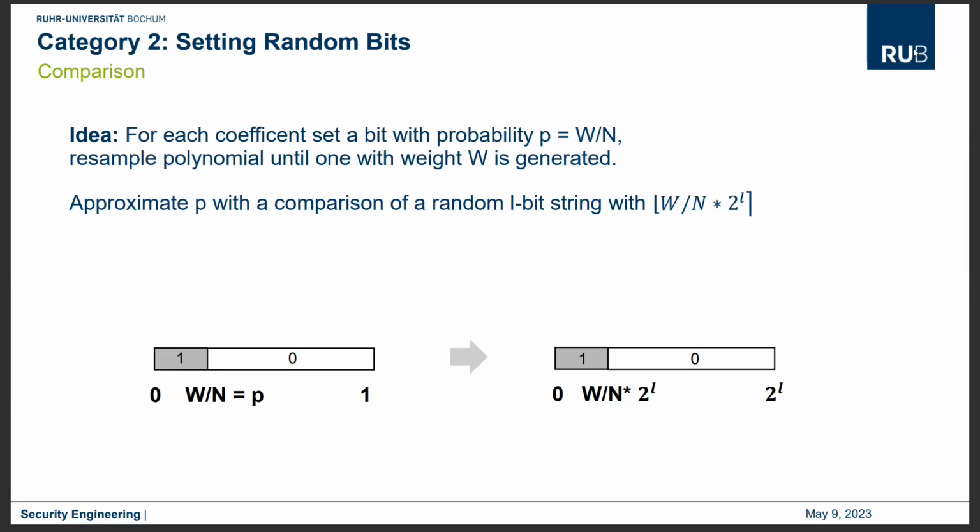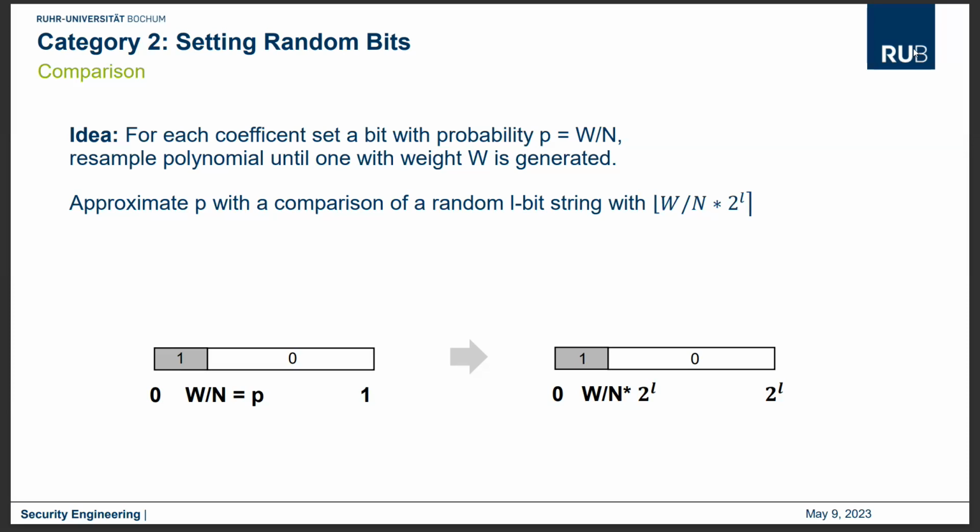We call it the comparison method. Therefore, for each coefficient we set a bit with probability p equal to W over n, and then basically resample the polynomial until we get one with the desired weight. And we approximate p with a comparison of a random L-bit string.